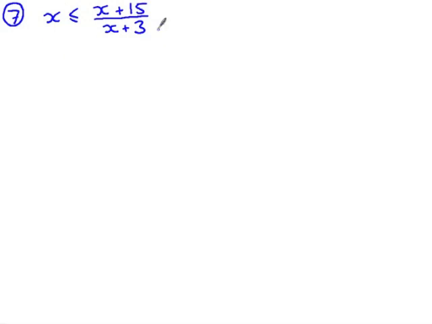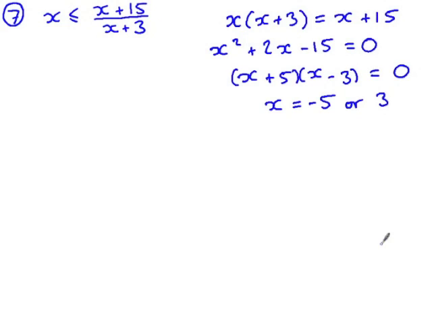In example number 7, you might be tempted to think of this as an equation. If this were an equation, you might start by multiplying both sides by the denominator and then expanding and gathering all the terms on the left-hand side, factorising and using the null factor law. However, what you cannot do is simply replace these equal signs with inequalities.